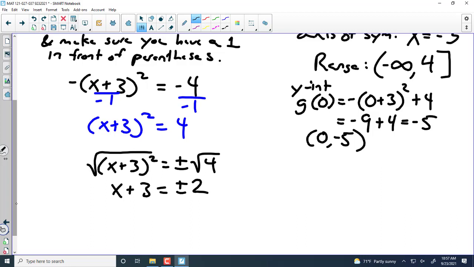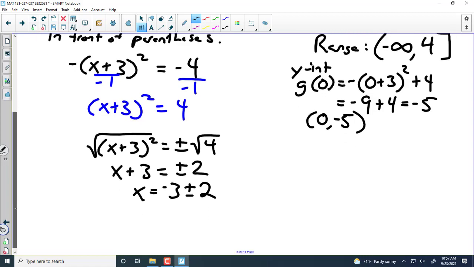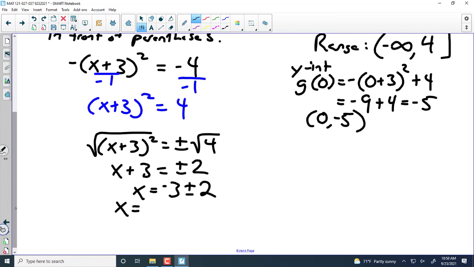So I get x plus 3 equals plus or minus 2. I subtract 3 from both sides, and I get -3 plus 2 and -3 minus 2. You know what those are, everyone? Those are my zeros. Are they real? Yes. And if they're real, what else are they? On the number line. They're on the number line. Very good. They can be turned into X-intercepts.